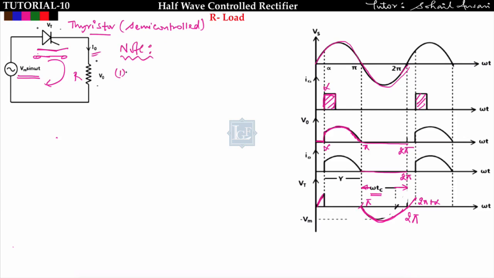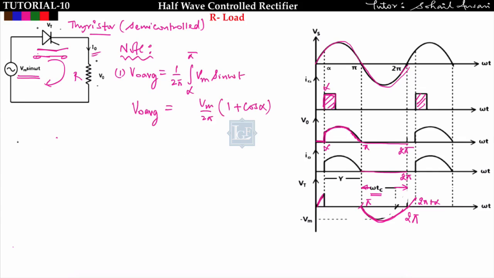So the first note is we have to find the average output voltage. So what will be V naught average? I can easily calculate V naught average from this waveform. See, this waveform has a period of 2 pi. So 1 upon 2 pi, and it is conducting from alpha to pi, so the limits are alpha to pi, and it is following Vm sin omega t, that is the supply voltage. Solve this integration, you will get Vm upon 2 pi into (1 plus cos alpha).